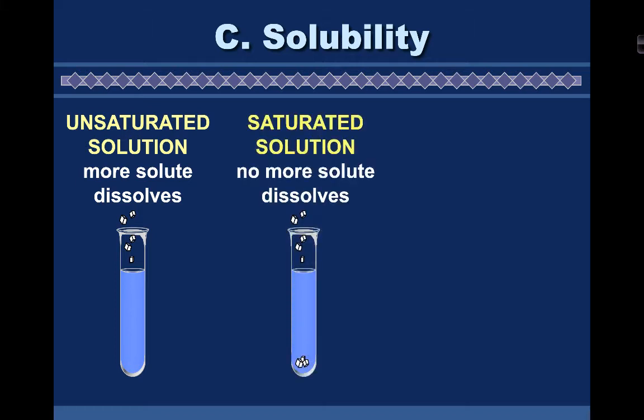In a saturated solution, no more solute will dissolve. So if I have that cup of tea and I'm dumping sugar in there and it's not dissolving anymore, that means I have a saturated solution. I will not be able to dissolve any more sugar at that point, at that temperature.